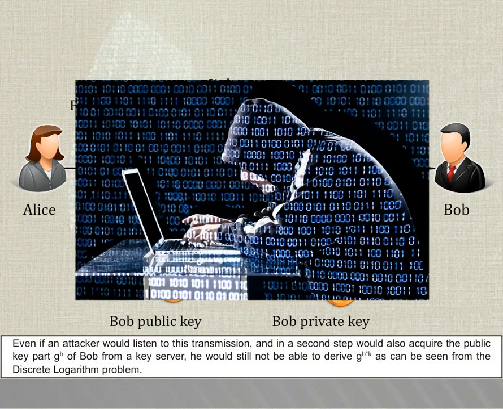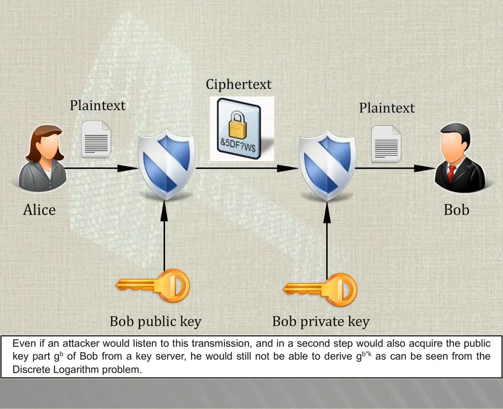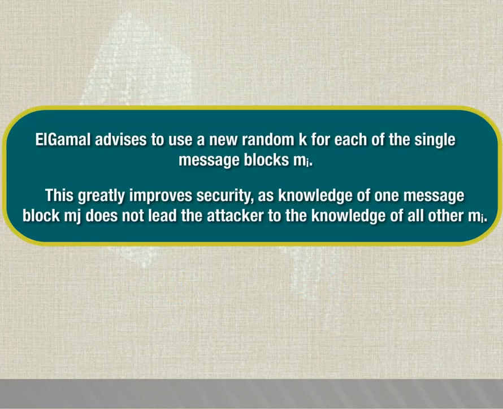Even if an attacker would listen to this transmission and in a second step would also acquire the public key part G^B of Bob from a key server, he would still not be able to derive (G^B)^k, as can be seen from the discrete logarithm problem. ElGamal advises to use a new random k for each of the single message blocks mi. This greatly improves security, as knowledge of one message block mj does not lead the attacker to the knowledge of all other mi.